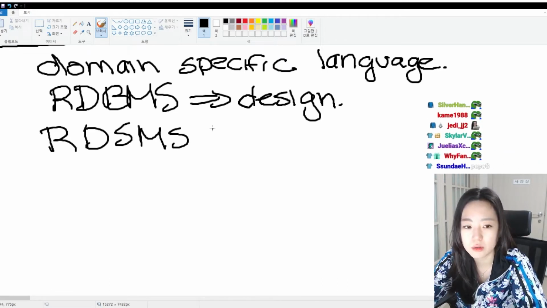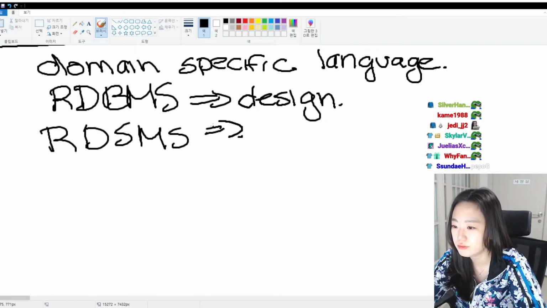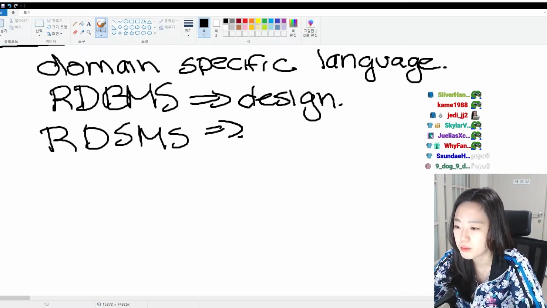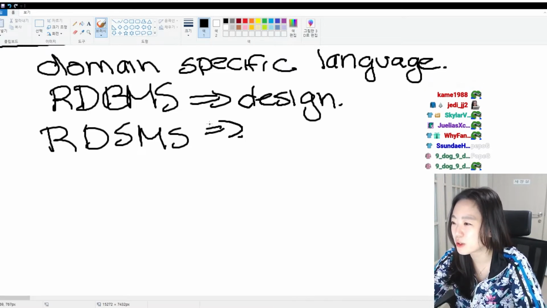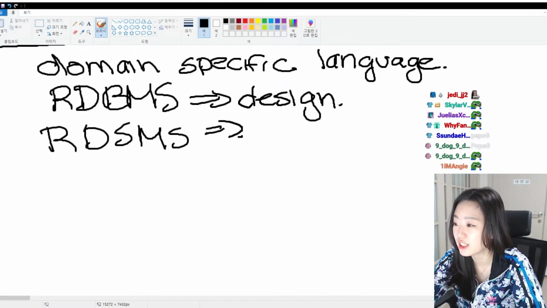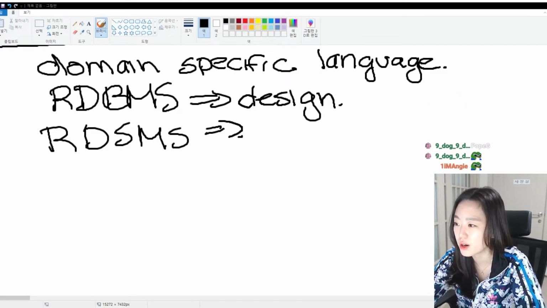RDSMS. Okay. Or is it people? It is particularly useful in handling structured data, i.e. data incorporating relations among entities and variables.